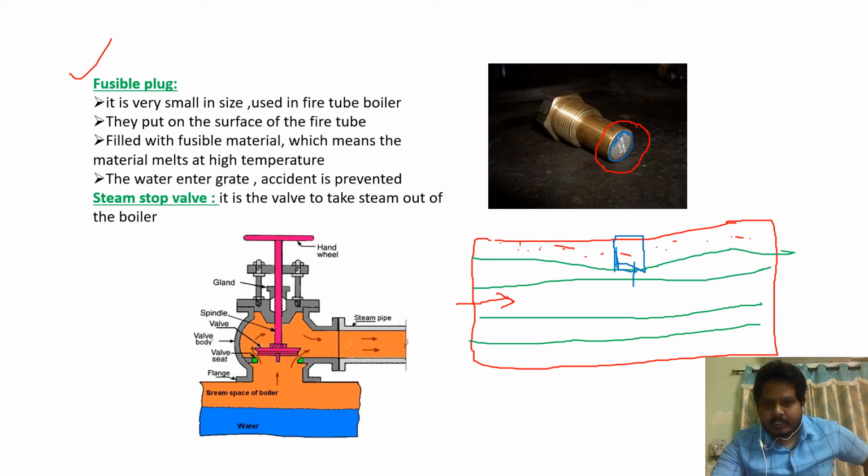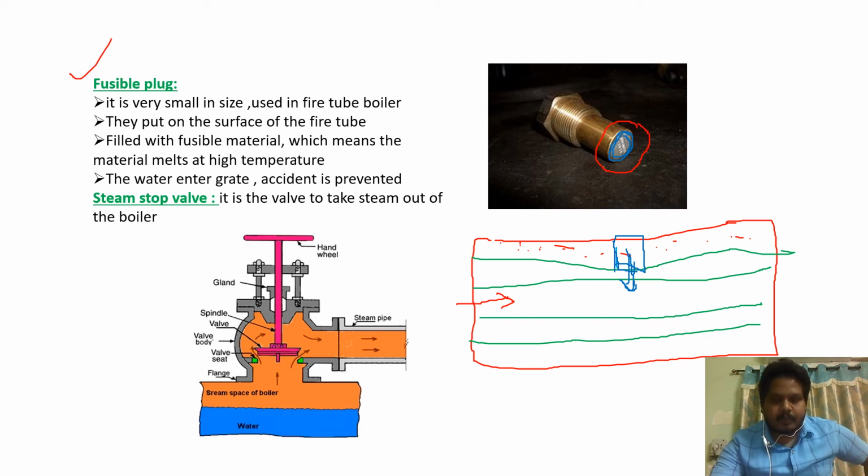Here you can see in this figure, this is the fusible material. It will be melted, so that it will form a hole. Through that hole, the water will enter into the fire tube, because the shell is already filled with water. So that water will enter into the fire tube through the fusible plug, so that an accident can be prevented. That is the use of the fusible plug.